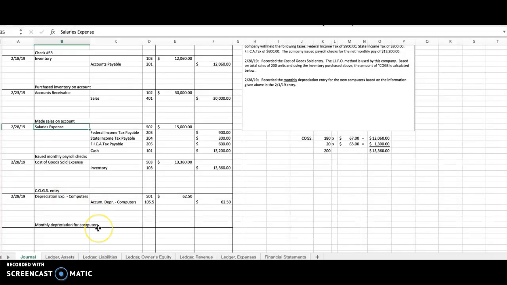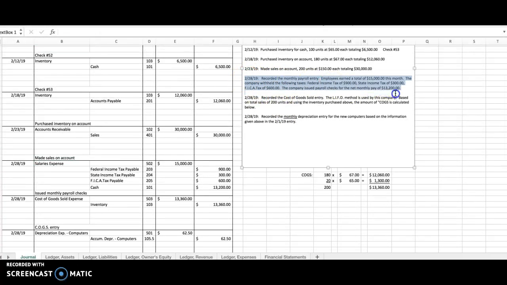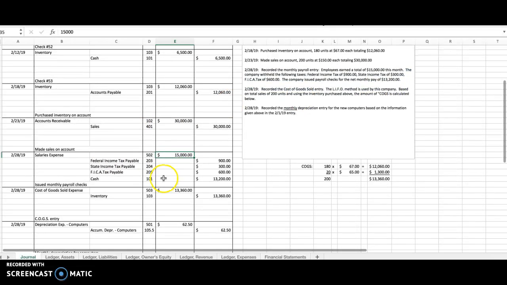So far we have 3 different kinds of transactions that are important for this company because they pay their employees on a monthly basis. So this salaries expense transaction is done at the end of the month. So they earned, as you will see over on the right, employees earned a total of $15,000 this month. So the salaries expense is debited.